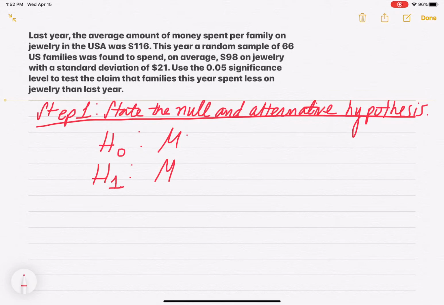Remember, the null always involves equality. So what are we comparing the average to? So the claim is that families this year spent less on jewelry than last year's. So we're comparing this year's average to last year's average. What was last year's average? It was 116. So we're going to set the mean equal to 116 for the null hypothesis, right? Comparing the mean of this year to last year's mean, 116. So remember, the null always involves equality. That's why we put equal there.